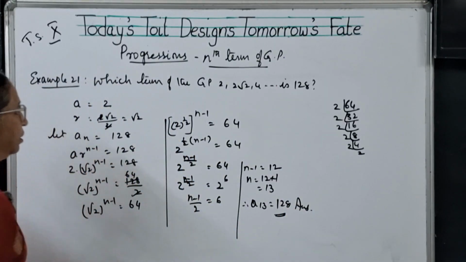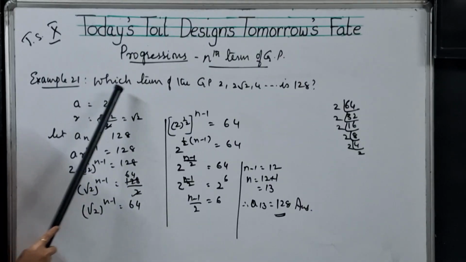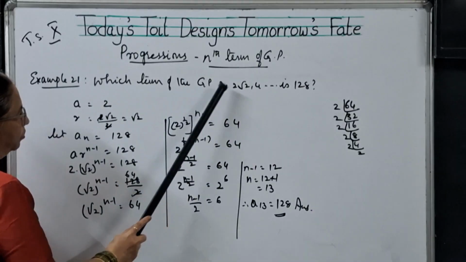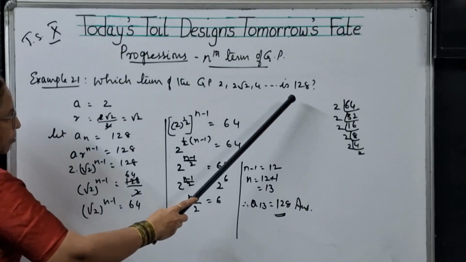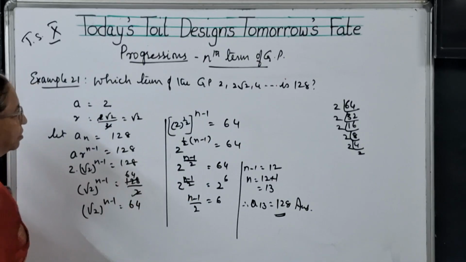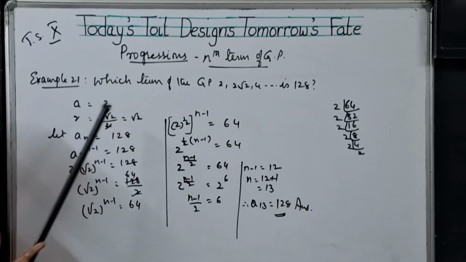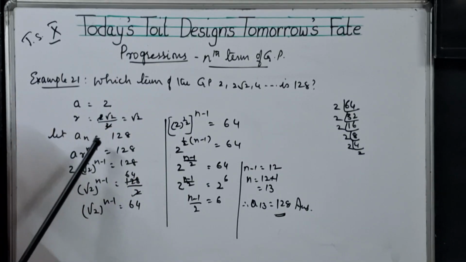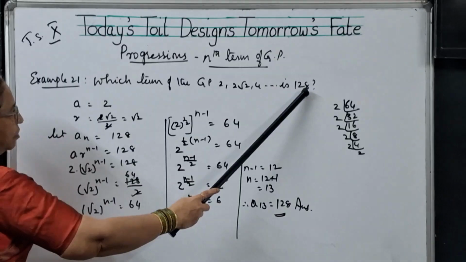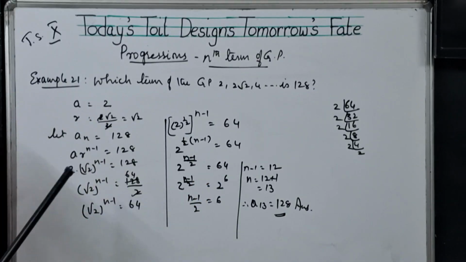So let us go through this once again. Which term of the GP 2 root 2, 4 and so on is 128? So there is 128 in the sequence. Which term is it? Take a as 2. r is 2 root 2 by 2, that is root 2. an is 128. Let us suppose that the nth term is 128.